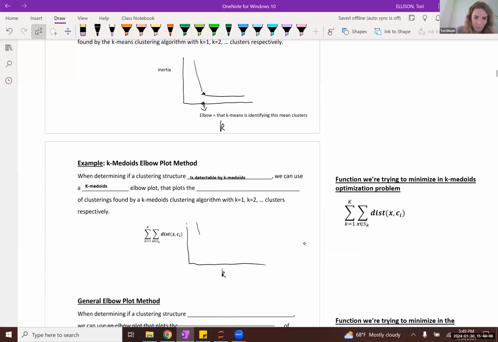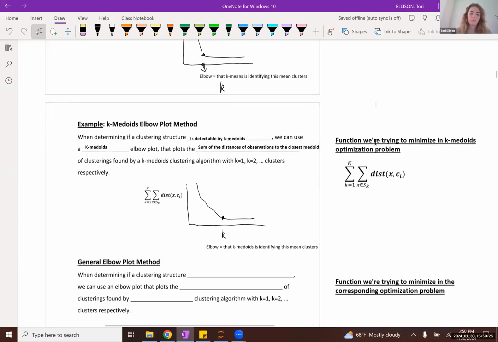And so again, much like in the k-means elbow plot method, if you see an elbow in this plot, what that k-value represents is the number of clusters that k-medoids is able to detect. We're starting to see a pattern here.